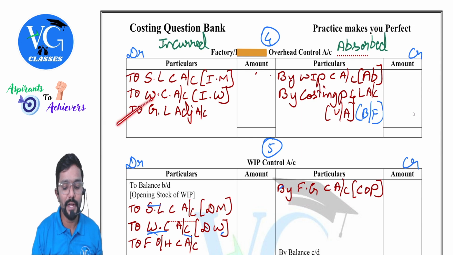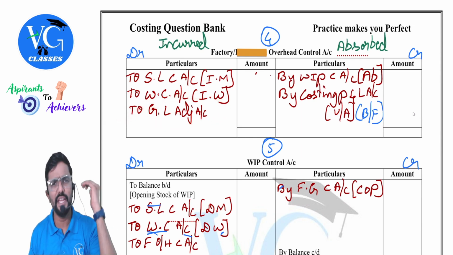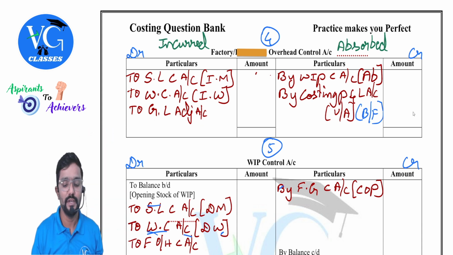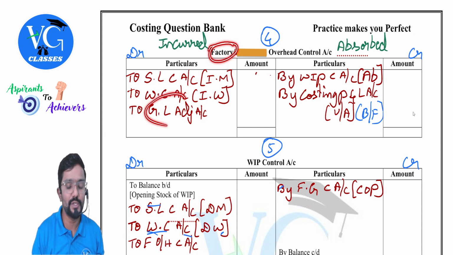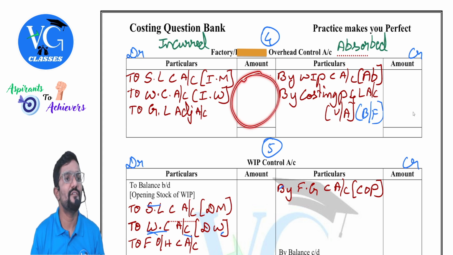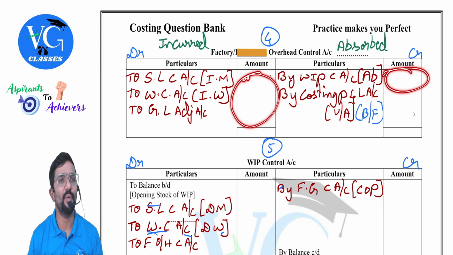Yes, sir. Over and above that, if you are incurring any factory overhead, any indirect expenses incurred in the factory, record it. What is the entry, sir? Factory overhead to general ledger adjustment account. Okay, sir. Now on the debit side, what is there? Factory overhead incurred total. Now on the credit side, observe it.